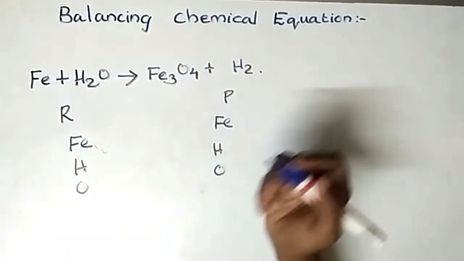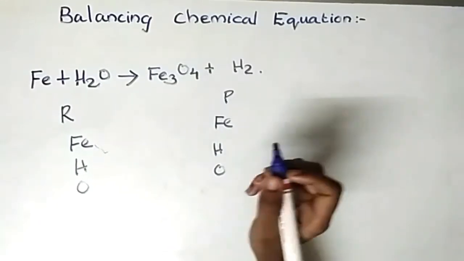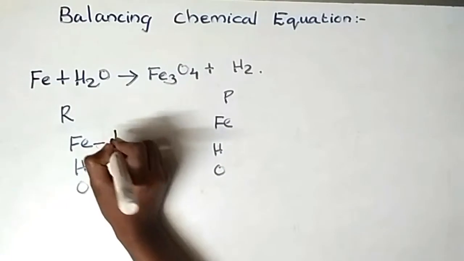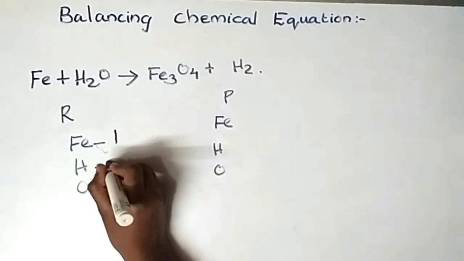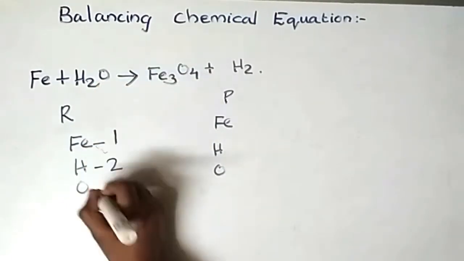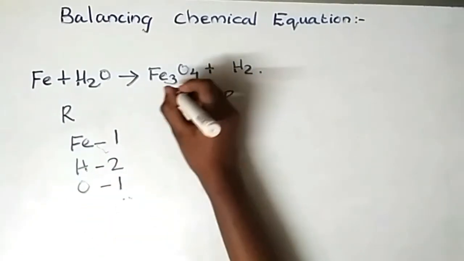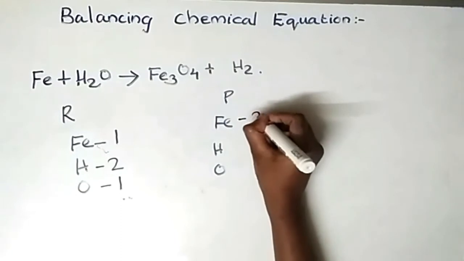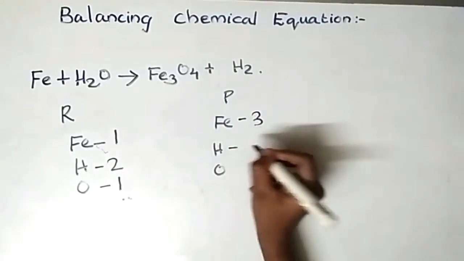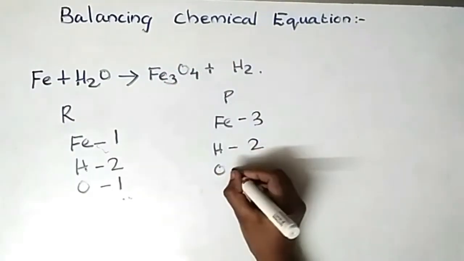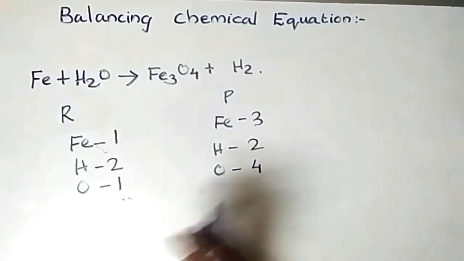And now, we will count the number of atoms of each element. On the reactant side, we have 1 Fe, H2 means 2 hydrogen atoms, and O, 1 oxygen atom. On the product side, we have Fe3, that is 3 iron atoms, H2, 2 hydrogen atoms, and O4, 4 oxygen atoms.